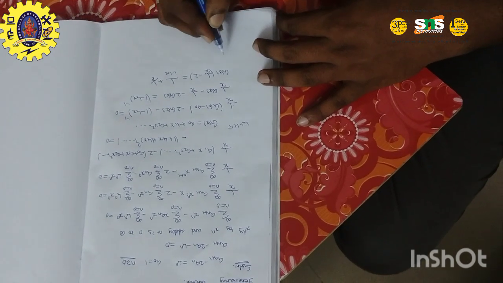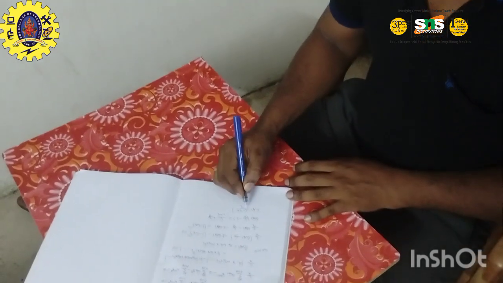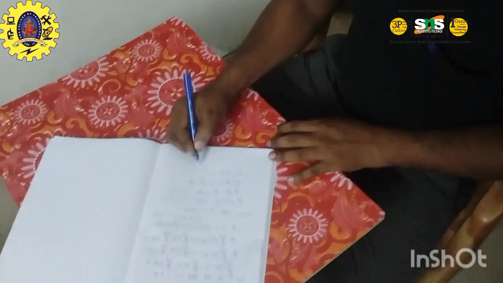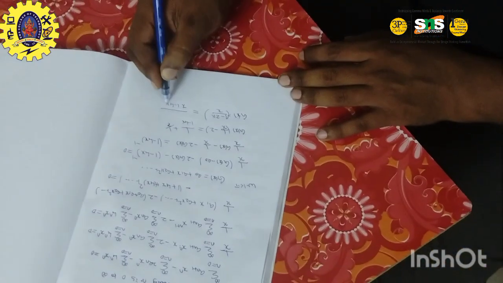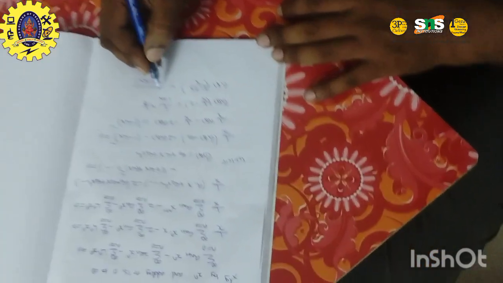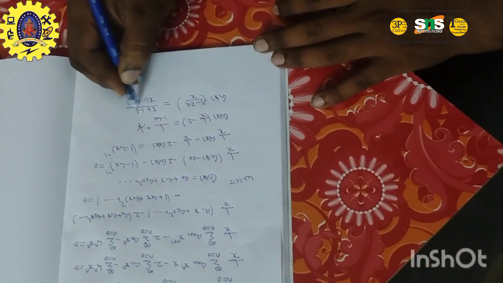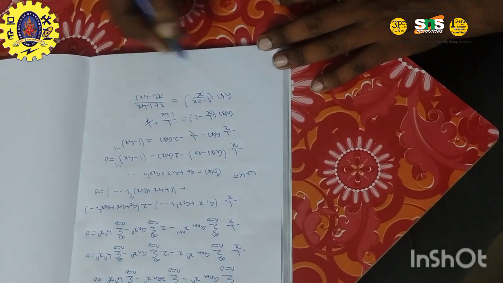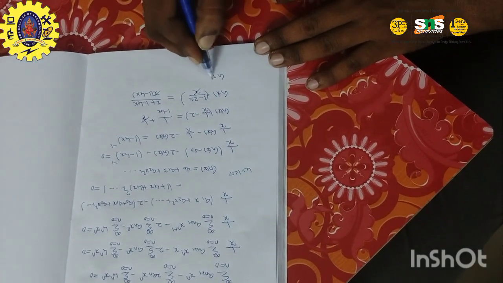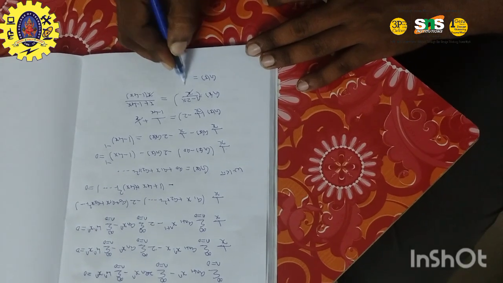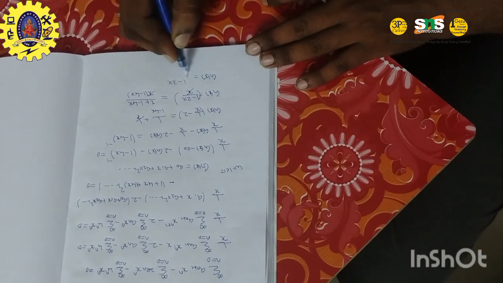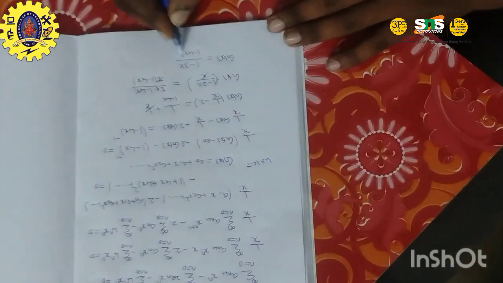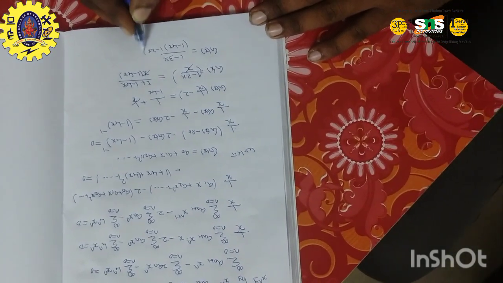Take the LCM: g(x) times (1 - 2x)/x is equal to (x + 1 - 4x)/(x(1 - 4x)). Cancelling the x term, the remaining expression is g(x) = (1 - 3x)/((1 - 4x)(1 - 2x)).